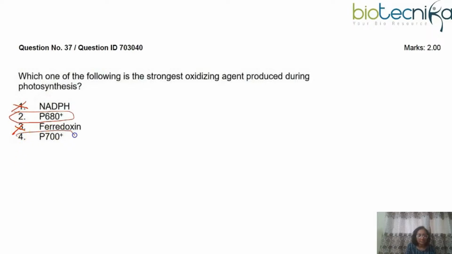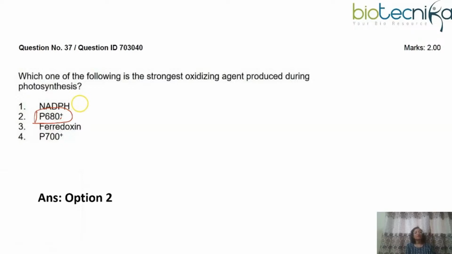P680 plus and P700 plus are those forms of P680 and P700 which got excited and lost an electron. Both of them have lost an electron, and now they need to get their electron back. Now, which one is the strongest oxidizing agent? The answer is P680 plus.